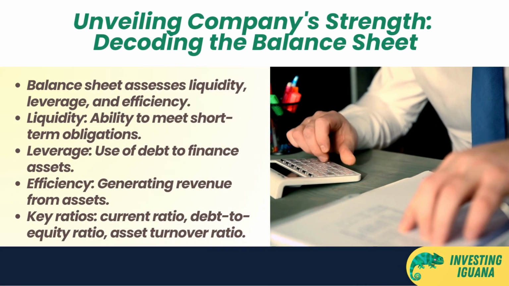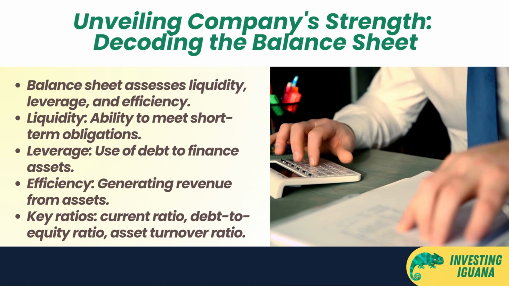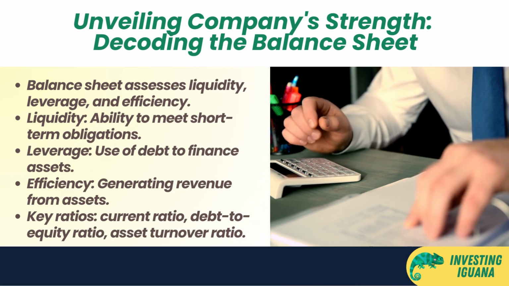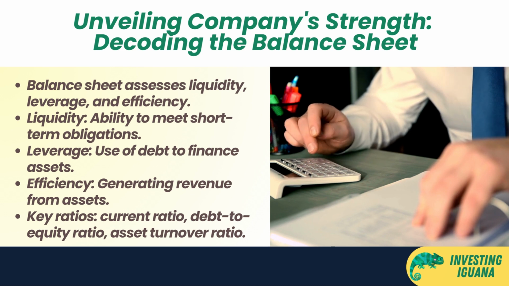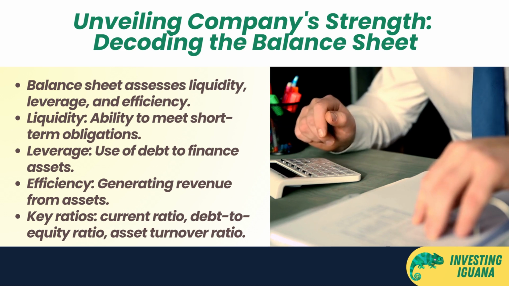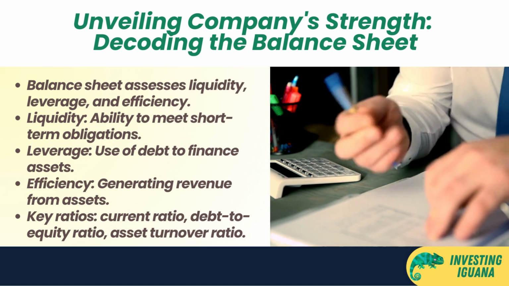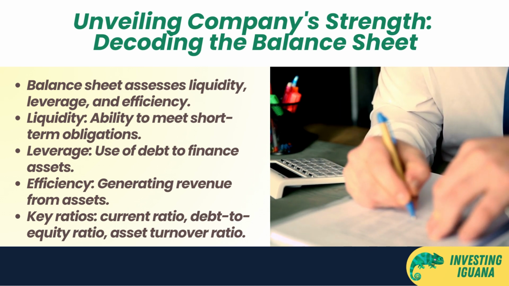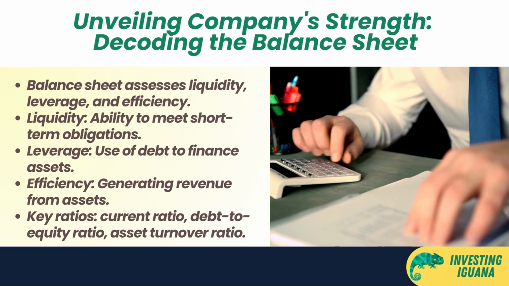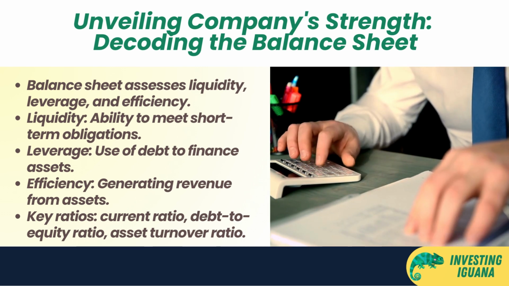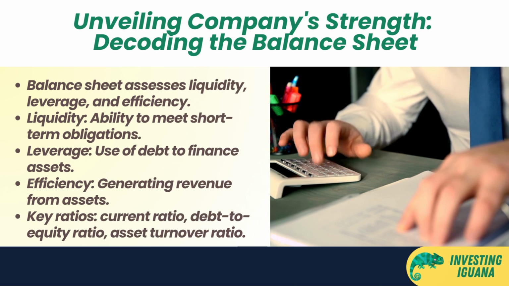The balance sheet can help you assess the company's liquidity, leverage, and efficiency. Liquidity is the ability to meet short-term obligations with current assets. Leverage is the use of debt to finance assets. Efficiency is the ability to generate revenue from assets. You can use various ratios to measure these aspects of the balance sheet, such as the current ratio, the debt-to-equity ratio, and the asset turnover ratio.